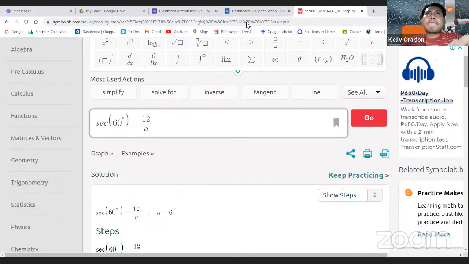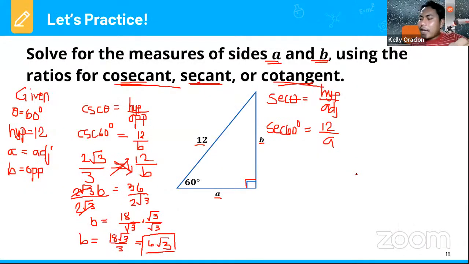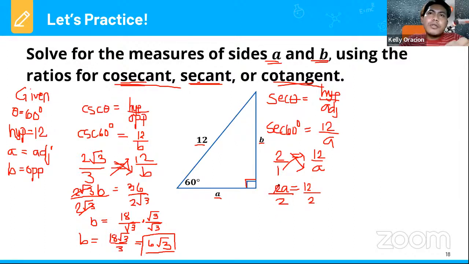Okay? Sige. Let's try to check if tama ba na 6 yung sagot natin. What's the value of secant 60 degrees? Kindly correct me if I'm wrong ha. Secant 60 degrees is 2. Tama ba? Secant 60 degrees is 2? 12 over A. Then, cross multiply. Okay, thank you. Tama daw. So, 2 times A, 2A, divided by 12. Divide both sides by 2. So, A is 6. Yan. A is 6.